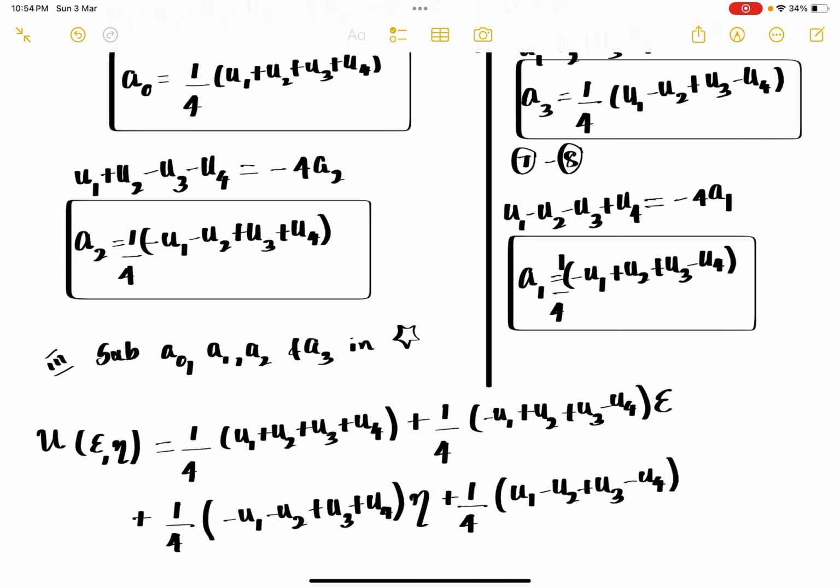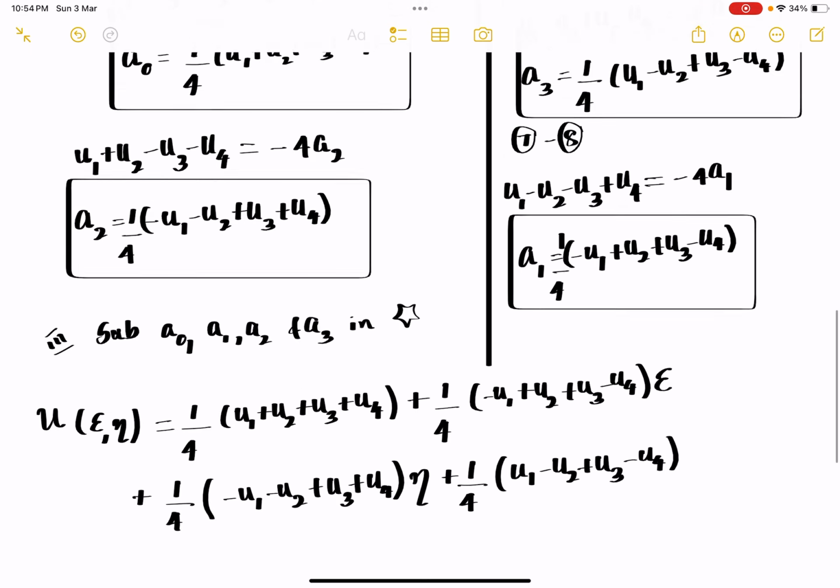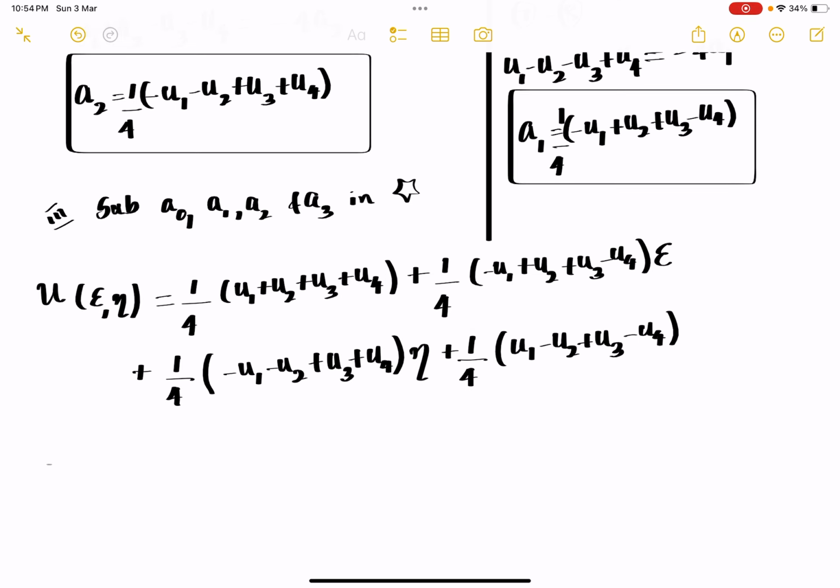Okay. Now I just want to do one more step. I just want to take all the coefficients of u1 outside, u2 outside, u3, u4. So let me bring all the coefficients of u1 outside.